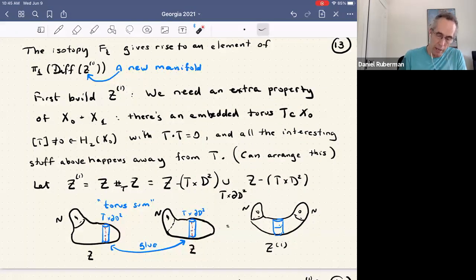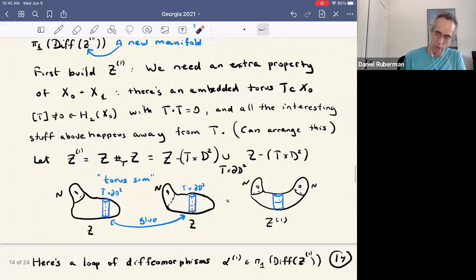Okay, so you take this sum along this torus. What does that mean? You take two copies of Z and glue them along a neighborhood of the torus. This is kind of like a fiber sum, and in this case it's more or less a fiber sum. You're just gluing using a certain diffeomorphism of the boundary here. So this is my picture of Z1. Notice it has two copies of this N, so it's twice stabilized. It's got a copy of N from the left copy of Z, and a copy of N from the right copy of Z. So there are two copies of N.